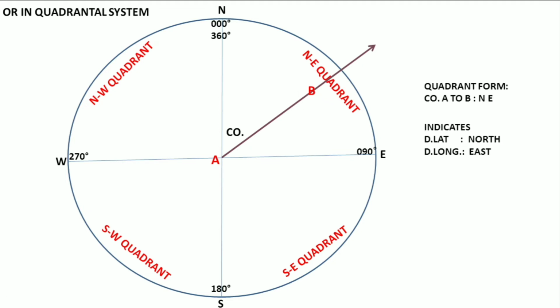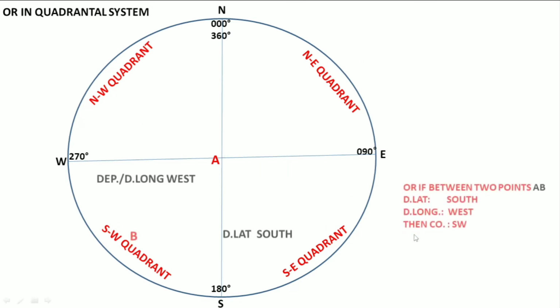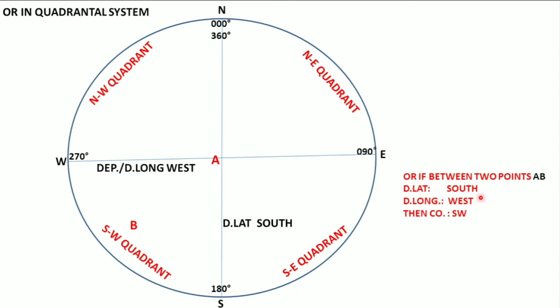Now when you have it in quadrant form, it gives me an indication that my D.LAT should be north and D-long should be east. Because if I'm going like this, definitely my D.LAT would be north and D-long would be east. Or if I said the D.LAT was south and D-long was west, I couldn't be going in any other quadrant other than this quadrant. So the quadrant form helps us figure out what the D.LAT and D-long are. And similarly, knowing my D.LAT and D-long, I can figure out in what quadrant I'm steering.